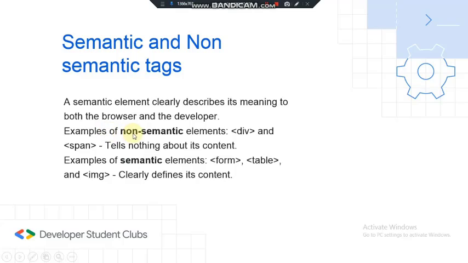But a non-semantic element tells nothing about its content. An example is the division tag. A division tag is used to specify or mark up a division of a section. The section can be anything, a document, a text, or any other thing. It does not specify its contents. And same goes for span. Span is used to specify a part of the text. The text can be anything, so it does not tell us exactly what it contains. So yeah, this is the difference between semantic and non-semantic tags.